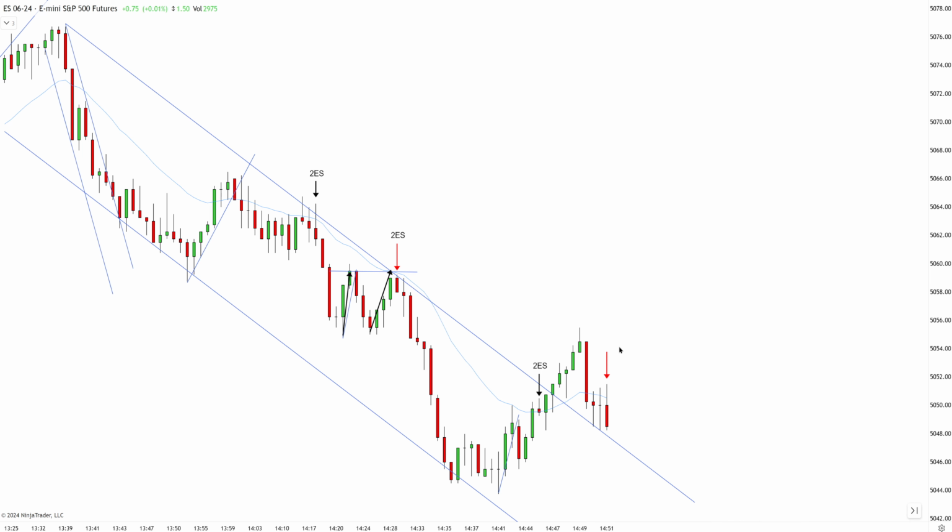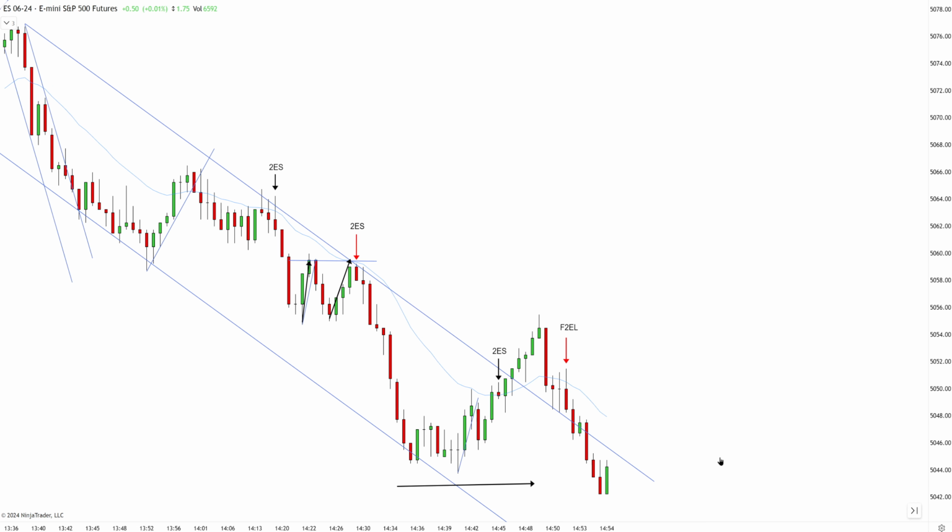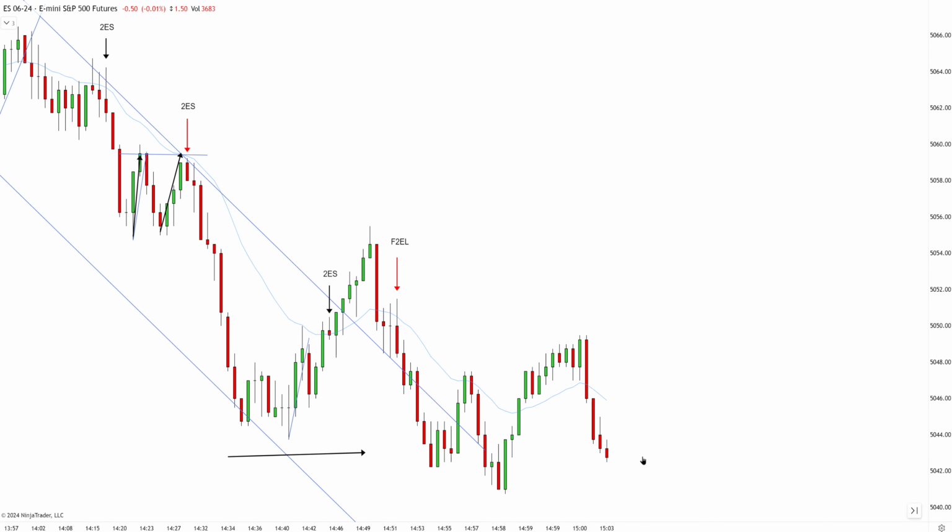Great high probability setup. Actually, it was a failed second entry long because the same thing happened as we had earlier. New high, first entry long failed, a little second entry long failure, because you expect a new low according to the trend line rule. Market created a break, and now we have a new extreme.